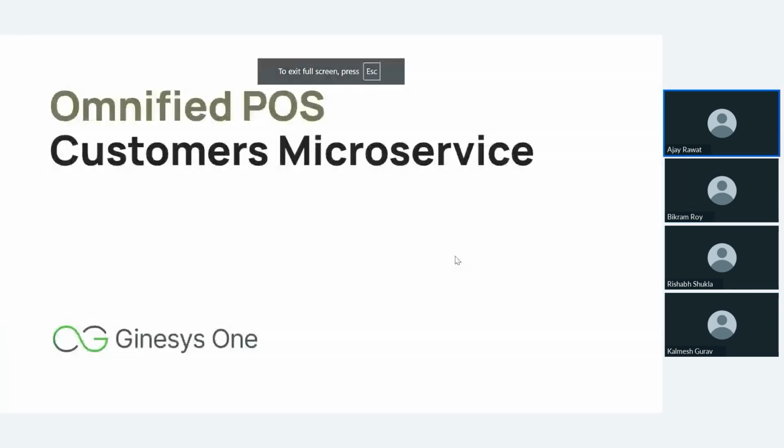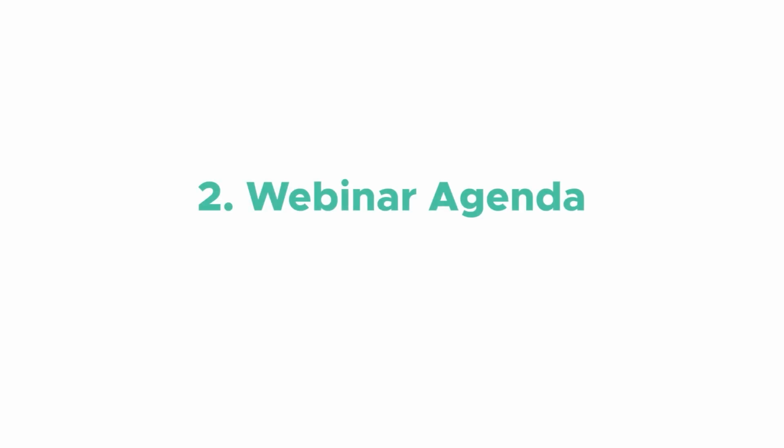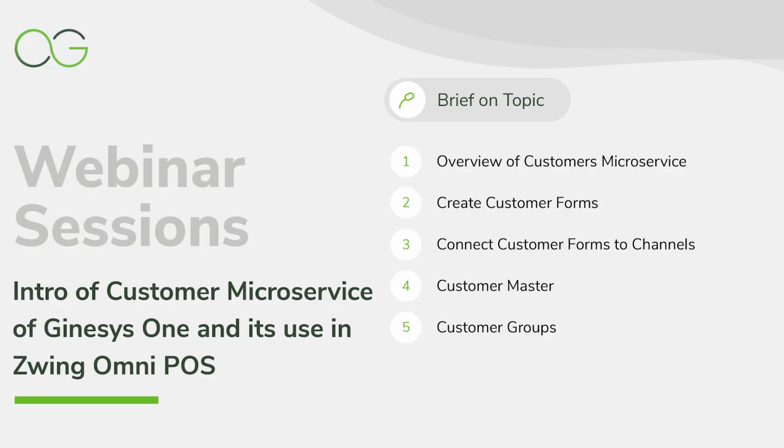So the topic of today's webinar is Customers Microservice in Omnified POS, and the pointers that we will be covering today are: an overview of the Customers Microservice and its features, how we can create customizable forms in it, how we can connect the customer forms to multiple sales channels, how we can manage customers in customer masters, and how we can manage the customer groups in that customer microservice.